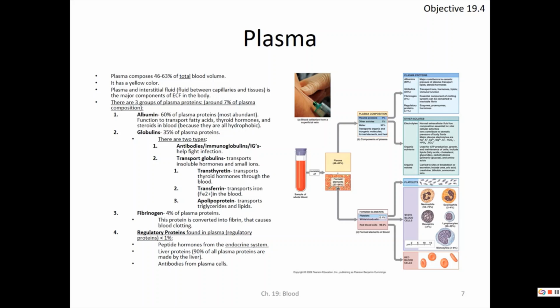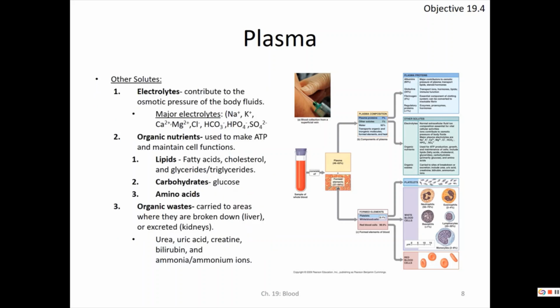Peptide hormones. Now, 90% of all proteins found in the plasma are made by the liver. If you really look at it, almost all of these come from the liver. Fibrinogen comes from the liver. A lot of your transport globulins and other globulins come from the liver. Albumin comes from the liver. So a lot of times patients who have liver disease will oftentimes have blood diseases that come with it.